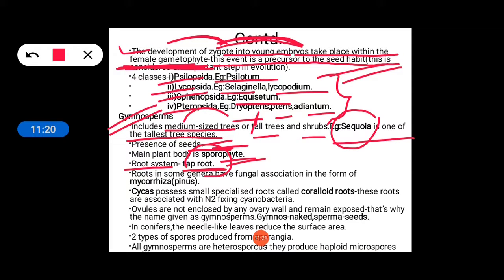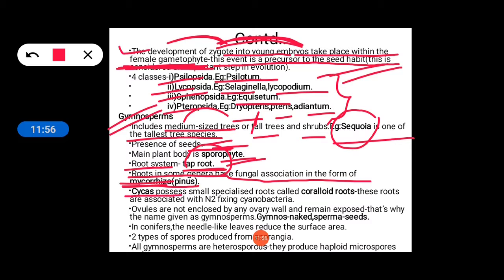Roots in some genera have fungal association in the form of mycorrhiza, for example Pinus. I think you all have seen the Pinus plant. That Pinus is an example of gymnosperms, and in the roots of Pinus there is a fungal association in the form of mycorrhiza. This association of fungi with roots is known as mycorrhiza. This is very important.